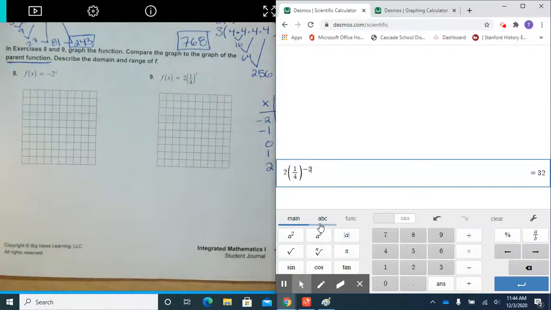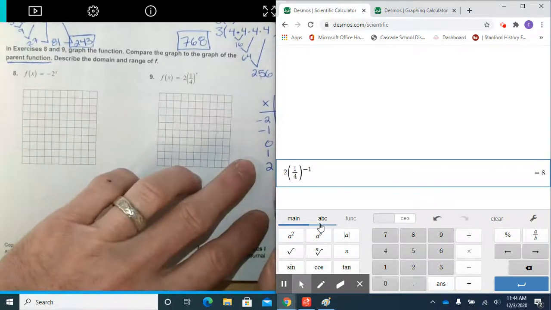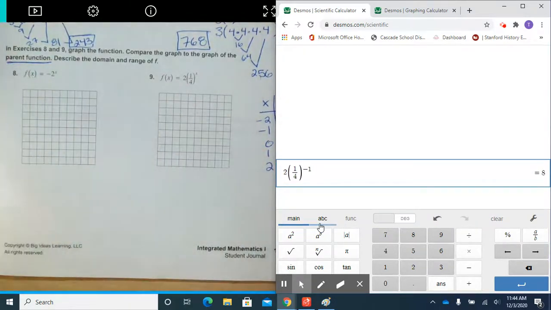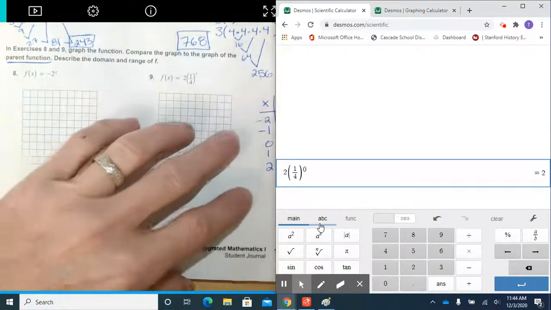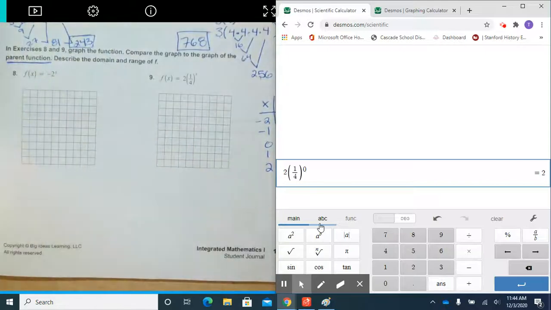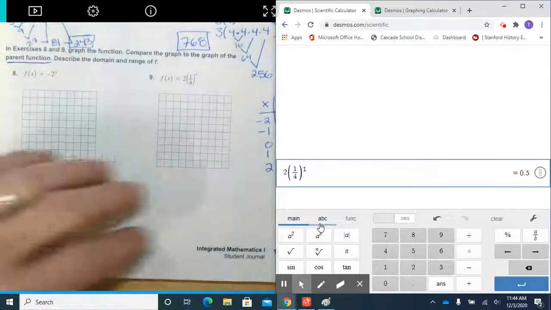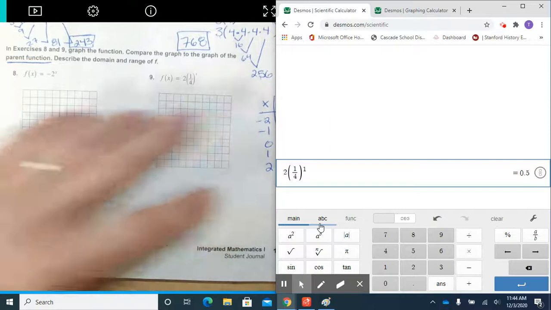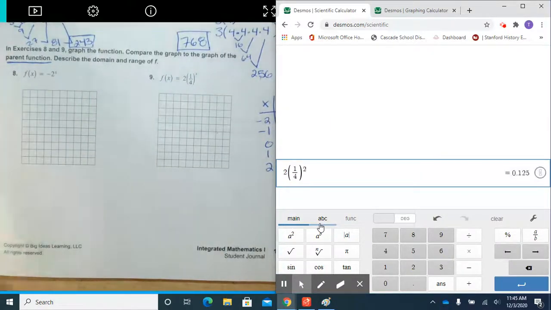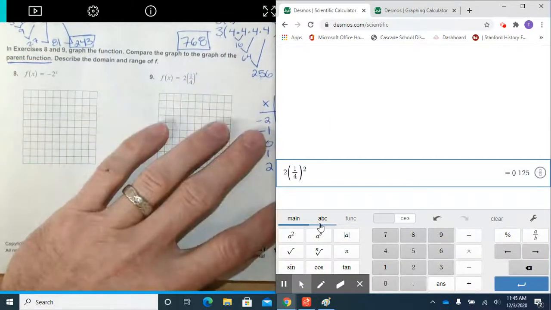So -2 is 32. -1 would get me to 8. Zero would get me to 2. 1 would get me to 0.5. And 2 would get me to 0.125.